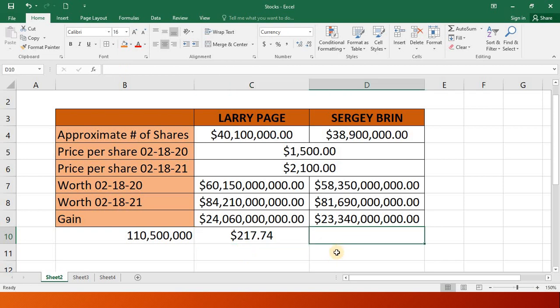And similarly for Sergey Brin, if he tries to donate this to each Filipino citizen, this would be equal to his gain divided by the population of the Philippines as of today, February 18, 2021. That would be 211.22 US dollars. I'm just trying to play with these numbers.